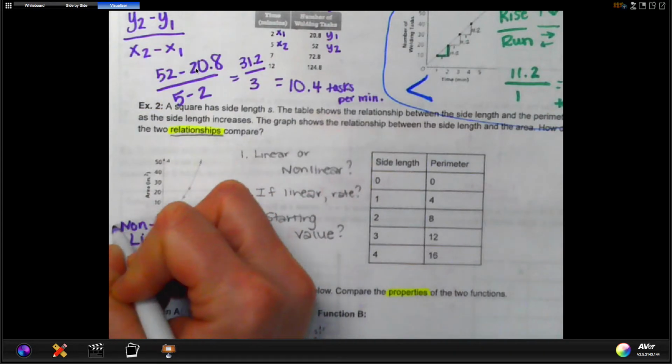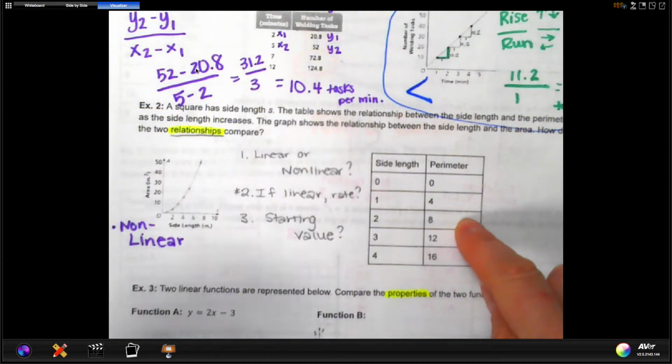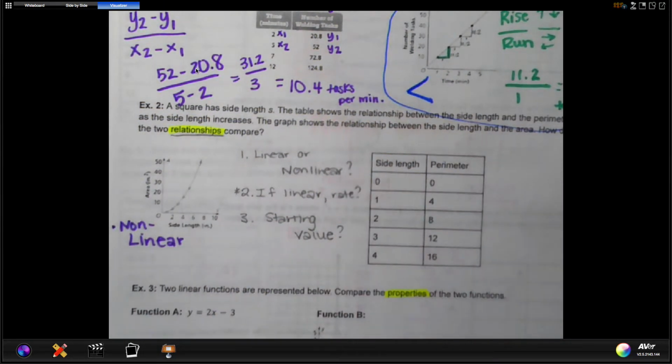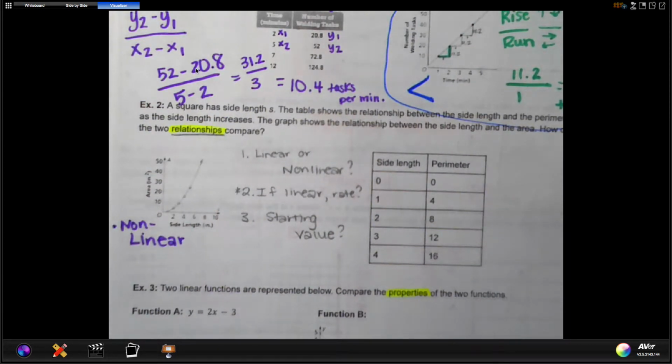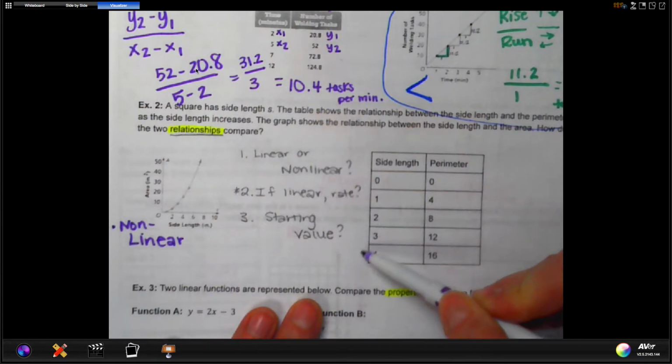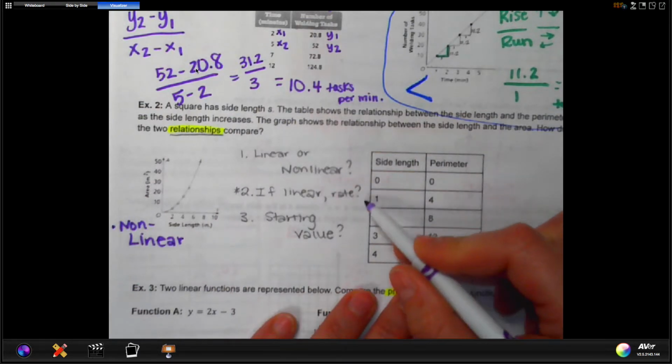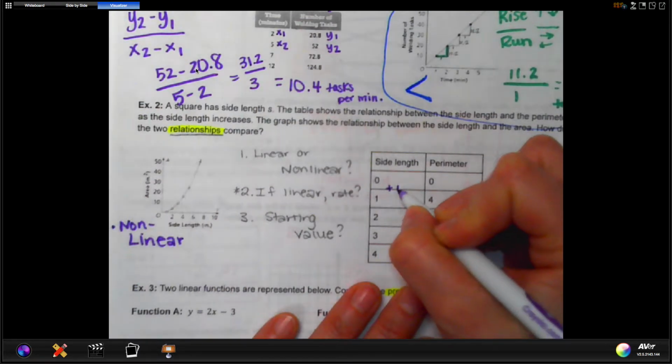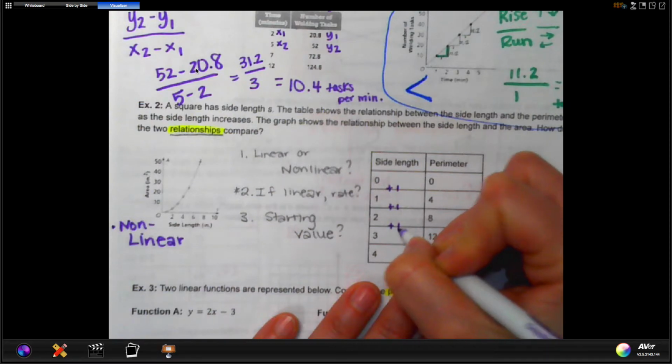Okay, so that's the first thing. Over here, it's a little harder to tell whether or not a table is linear or nonlinear. So what we have to look for, we can either graph all of this and see if it makes a straight line, or we can look to see if it has a constant rate of change. Well, this side over here is constant. It's going up by 1 each time. Every time the side length goes up by 1.